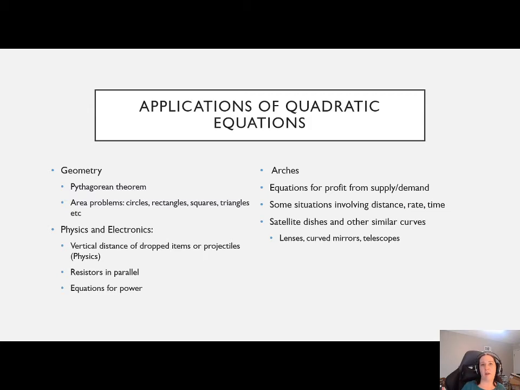Resistors in parallel. If you have resistors in parallel, you know the total resistance, and you're trying to find what the actual resistors are equal to. That gives you a quadratic equation. Equations for power often have squares in them, and so that comes up with quadratic equations. There's even a root mean square, where you have to create a quadratic equation in order to solve it. You have to kind of undo it.